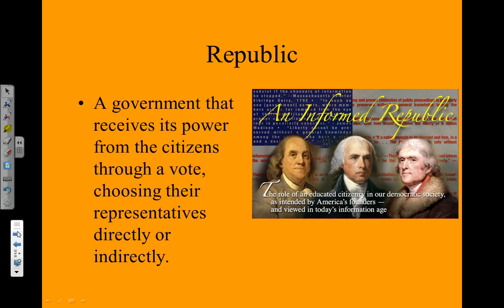Republic, a government that receives its power from the citizens through a vote. Where does our government get its power from? It gets its power from we the people. We are the ones that allow the government to have its power. We choose our electors through voting, either directly or indirectly. This is really, truly a government for the people, by the people.